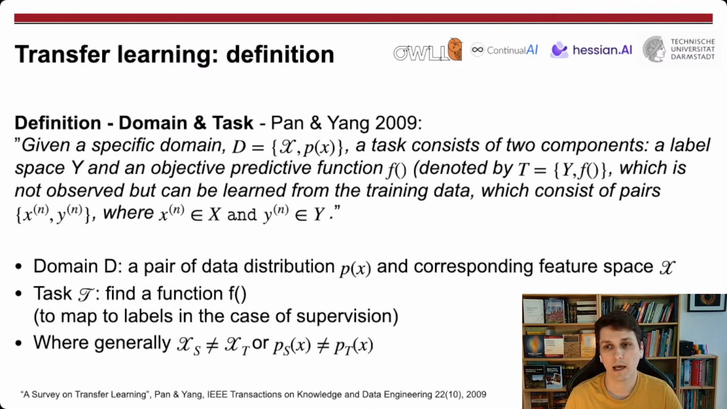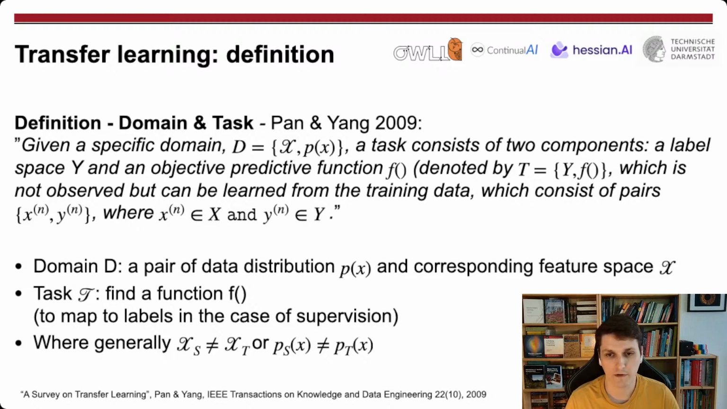Luckily, Pan and Yang have also provided definitions for that, which we can just again read out here for the purpose of completeness, as it will help us understand the concept a little further and be able to talk about it in a more precise way. So given a specific domain, where the domain here is defined as the pair of some feature space, curly X, and data distribution P(X), a task consists of two components, a label space Y and an objective predictive function f, denoted by the pair of these two, which is not observed but can be learned from the training data, which consists of data point pairs.